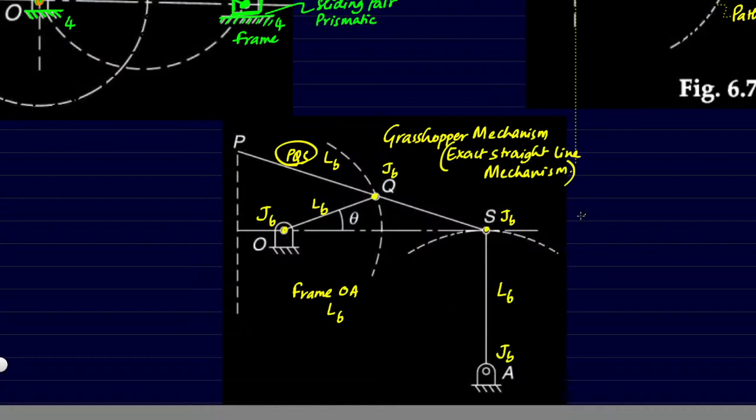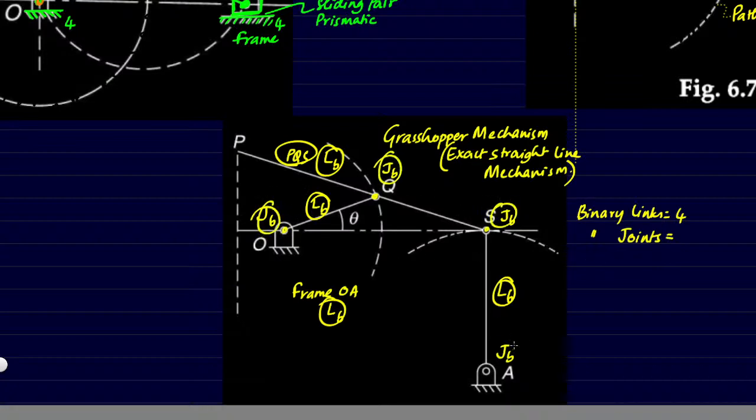So let us now put it. Binary links: how many binary links are there? 1, 2, 3, and 4. So a total of 4 binary links. Then how many binary joints are there? 1, 2, 3, and 4. So 4 binary joints.